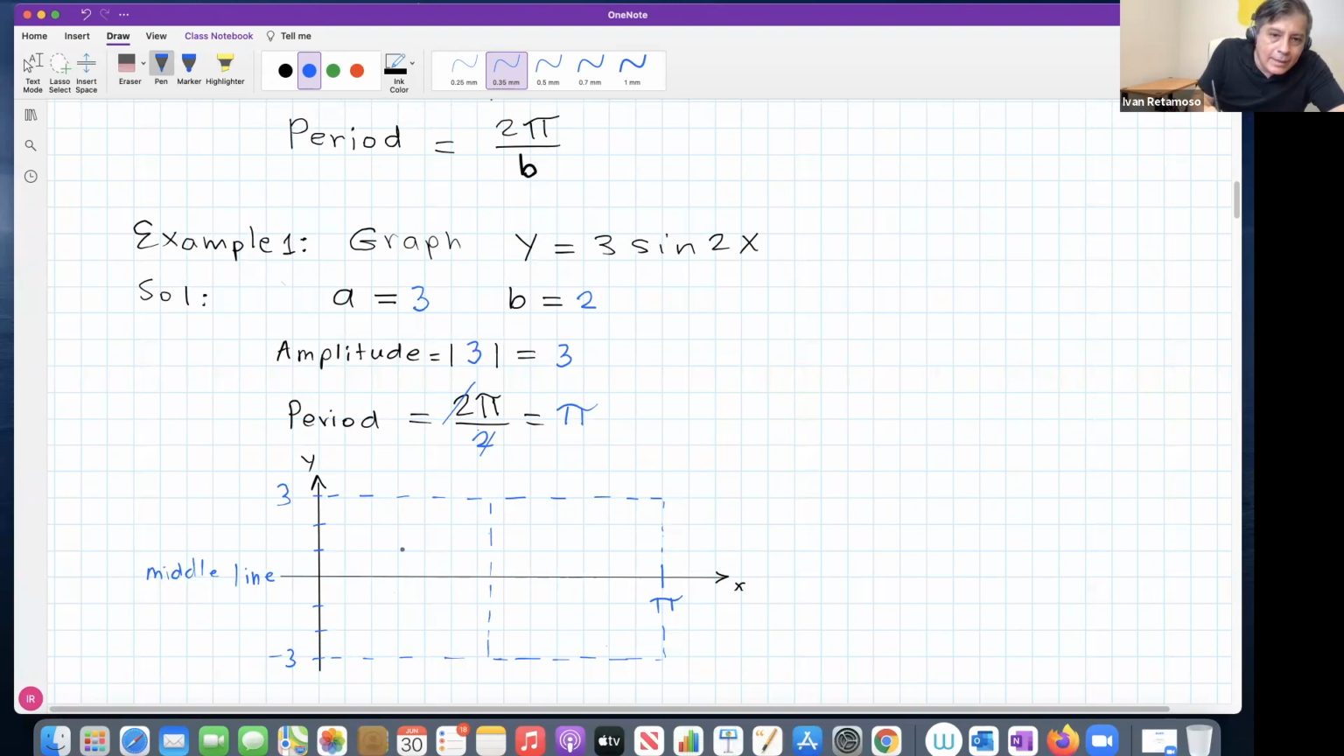Then subdivide this into 2, somewhere there, for example. Subdivide this also into 2. Again, you don't have to be precise. It's just a sketch. And then start. They say graph 3 sine of 2x. So you are dealing with sine. And we know that sine starts at 0, sine of 0 is 0. And then you have to graph this wave.